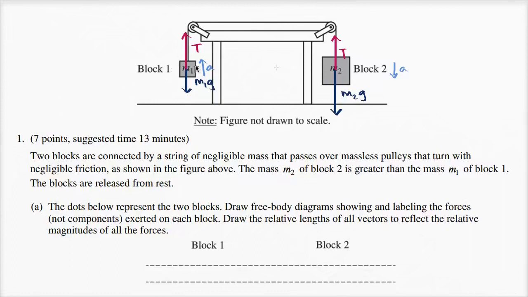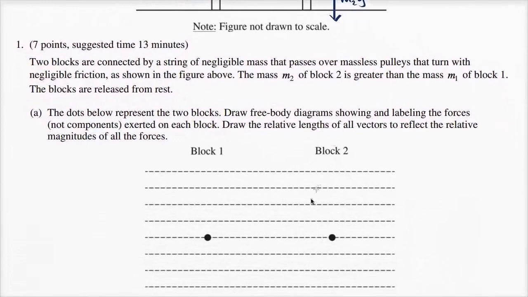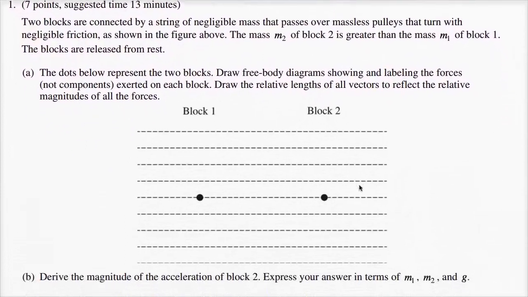I've drawn the forces on them, but I haven't drawn them in the right place. I need to draw them right over here. So let me draw that. I can actually draw it a little bit more precisely because they gave us these lines. So on block 1, I have the weight, that is M1g. I also have the tension. I'll make that 2 of these lines tall.